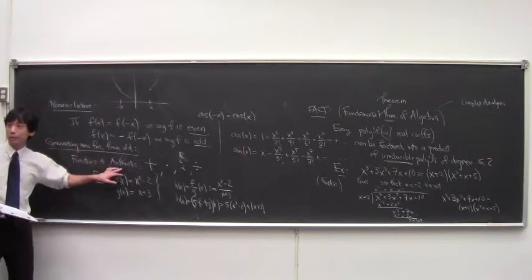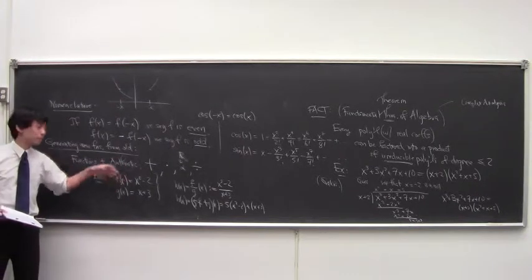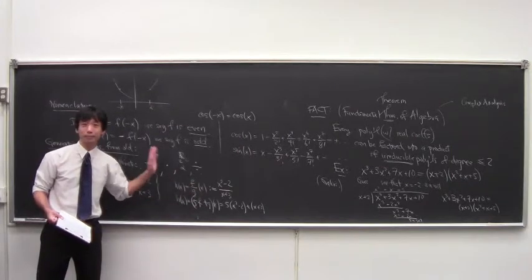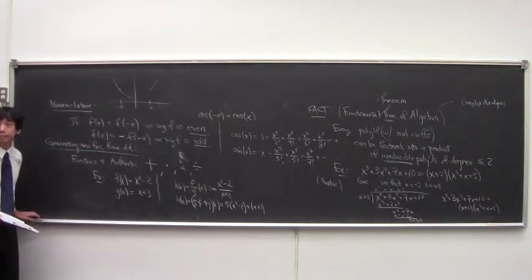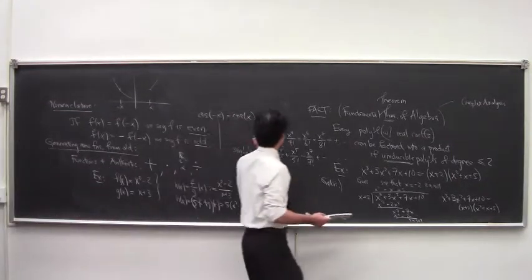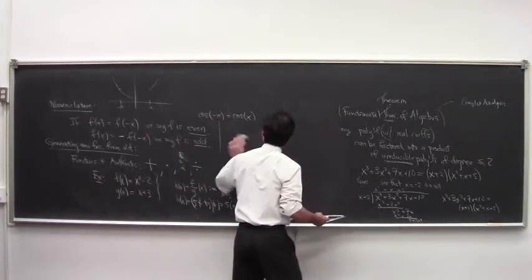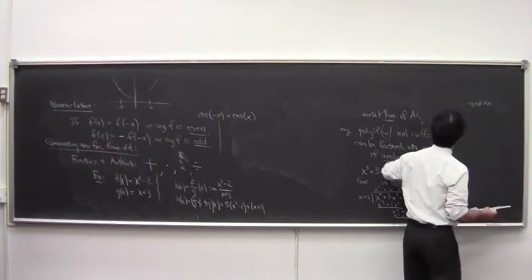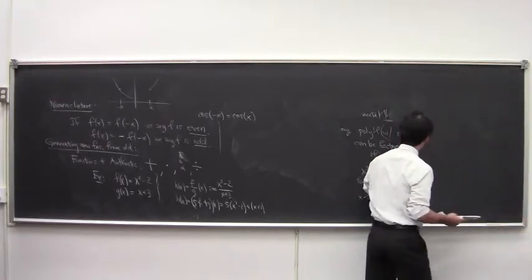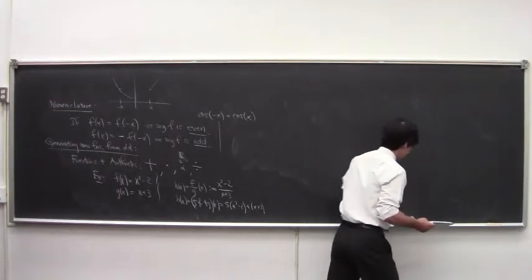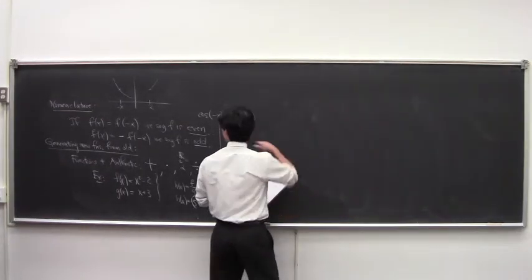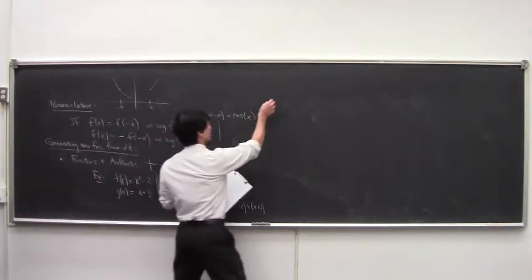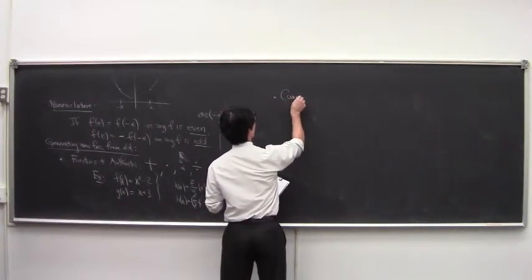Okay, so this is a very simple way of generating new functions from old functions. I have these two functions, and then I make up some other functions just by combining them. There's another way. So that's one way of combining functions. Another way of combining functions is via composition.